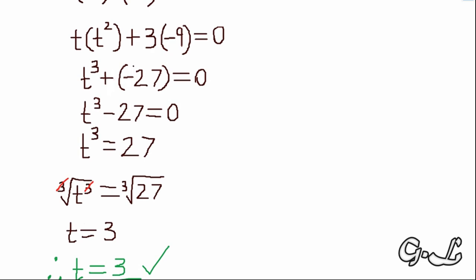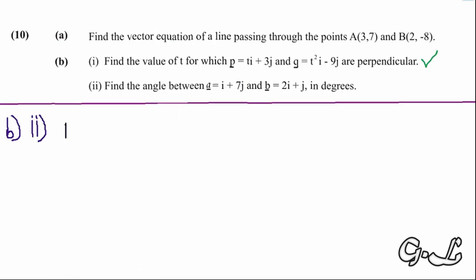So let's go to the next part of this question, which is Roman numeral 2. Roman numeral 2 states: find the angle between vector A, which is i plus 7j, and vector B, which is 2i plus j, in degrees. So they want us to find the angle between vector A and vector B. How do we find the angle in vectors? First, you need to know that those are the two vectors that were given. Let's try to write them.